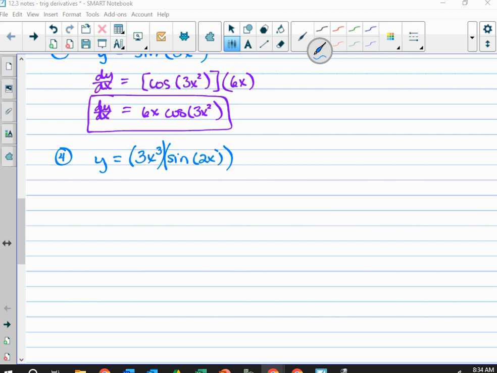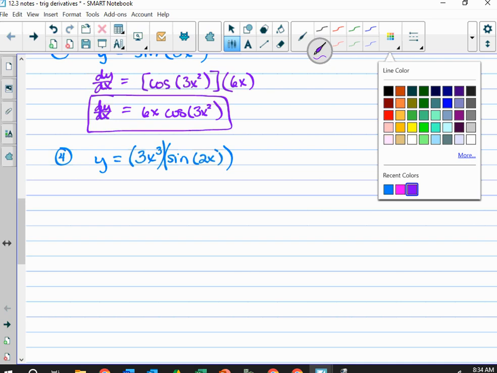Yep, because you need that 2 from inside. That's where I think it's always tricky when you're using product or quotient and chain rule, to remember every piece of the chain rule. It's easy to forget that last derivative.